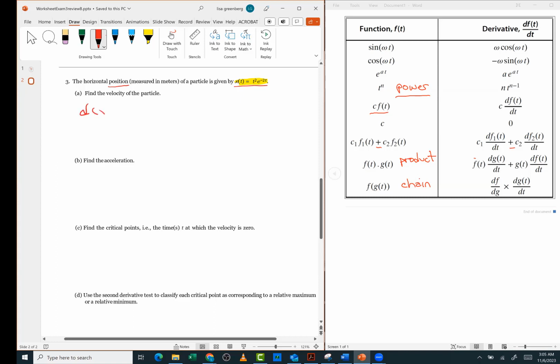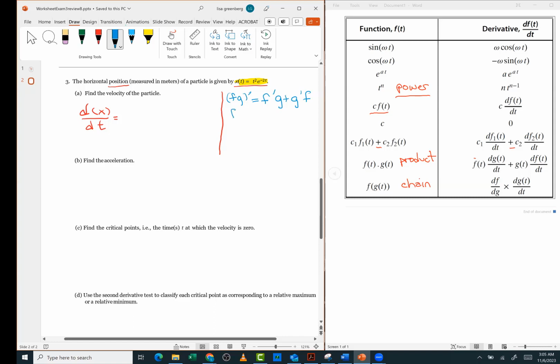The derivative of x of t, I can just write dx dt, is equal to, well, we have again the product of two functions. So let's make a line here and say f g prime, the derivative of those two functions, is equal to, I usually say f prime g plus g prime f. That's how I remember it because the quotient rule, which we're not learning in this class, has this same form.